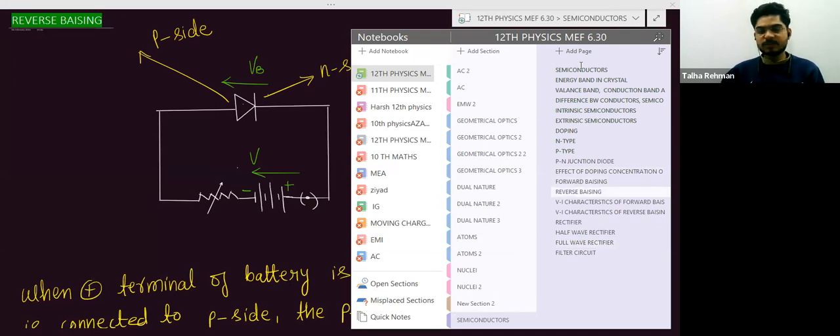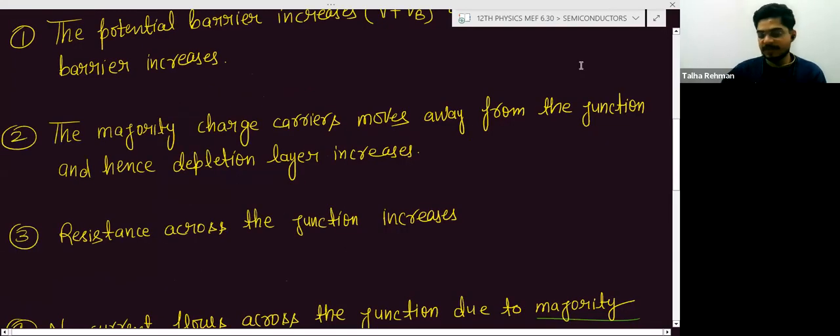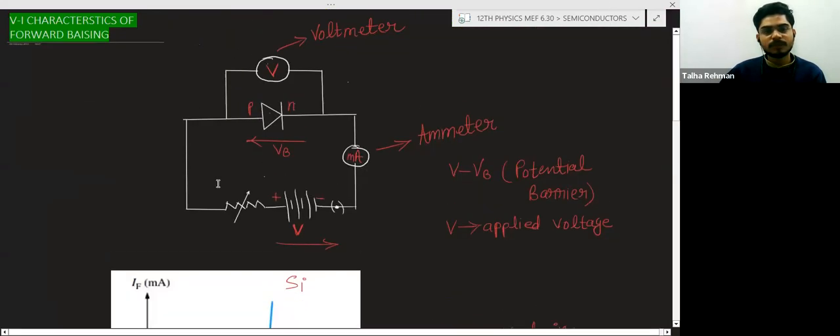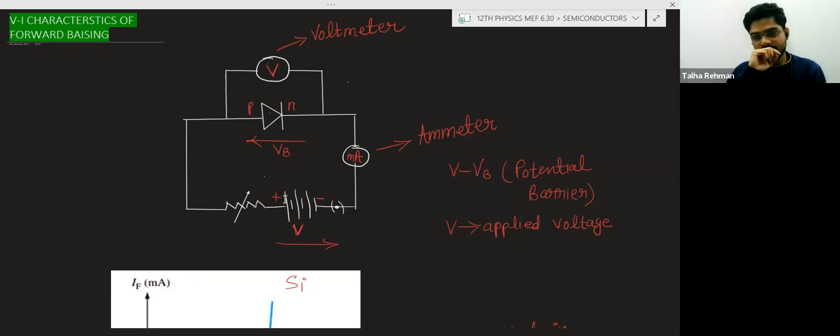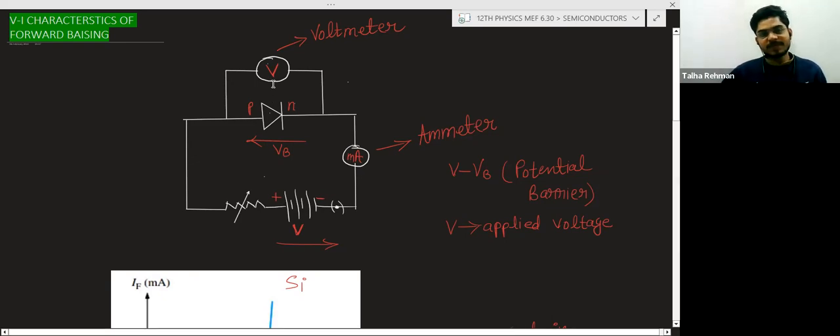So we will first discuss the VI characteristics of forward biasing of PN junction. This is the forward biasing. The PN junction diode is connected to the battery, and this is in the forward biasing condition. When we study the VI characteristics, it means we will draw the potential difference across the PN junction versus the current graph.